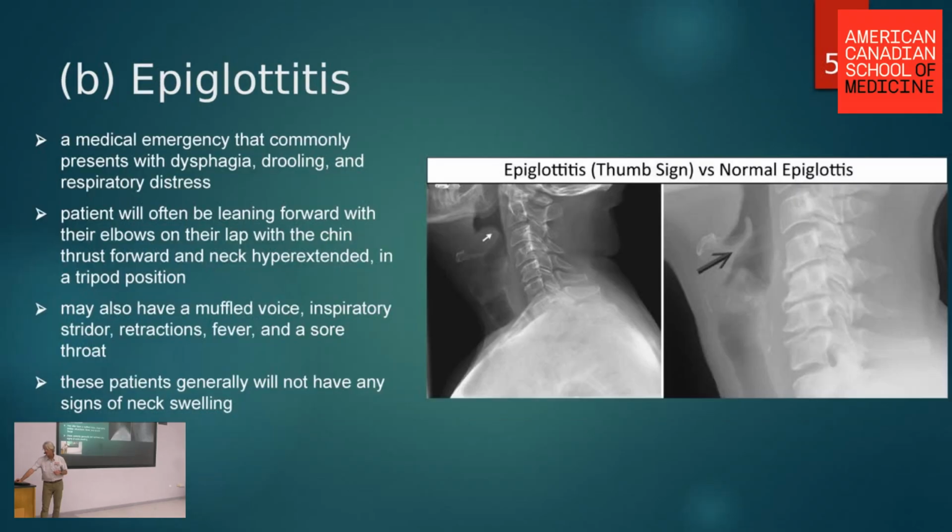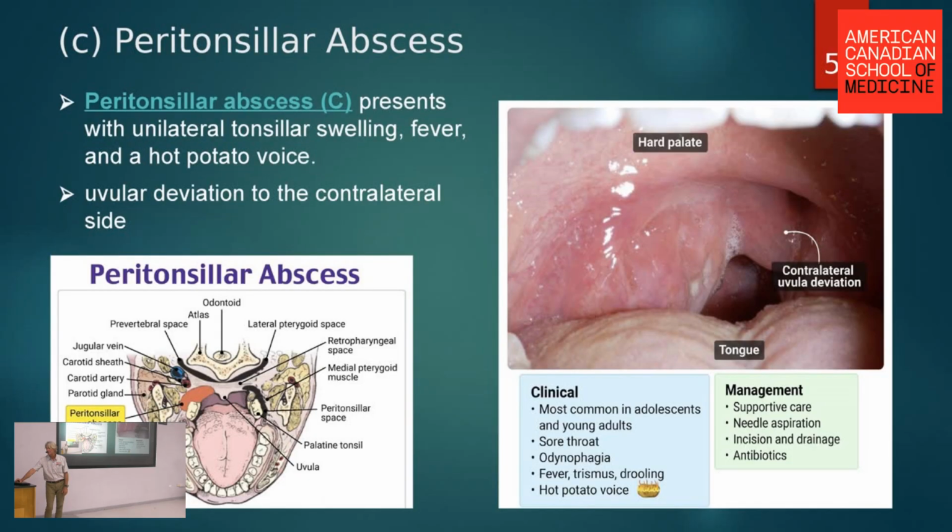Again, here's a schematic of the thumbprint sign of the epiglottis on the left-hand side versus the right in that lateral x-ray, where you can see a normal thin epiglottis. They typically are not going to have a lot of neck swelling. They're going to have pain with swallowing, drooling, and respiratory distress, stridor, retractions, fever. It's going to be pretty impressive when you see them come in.